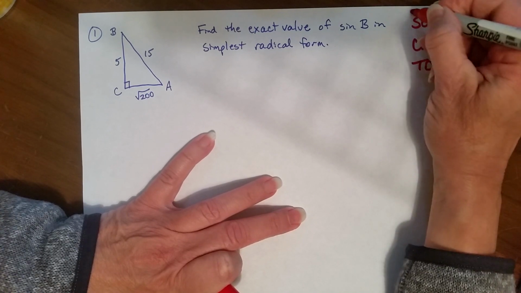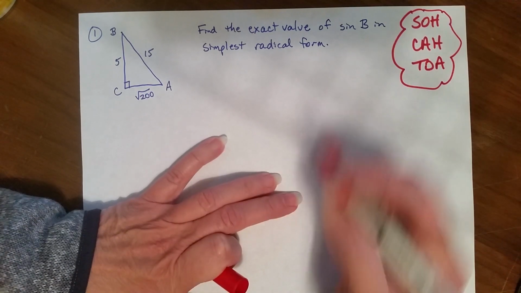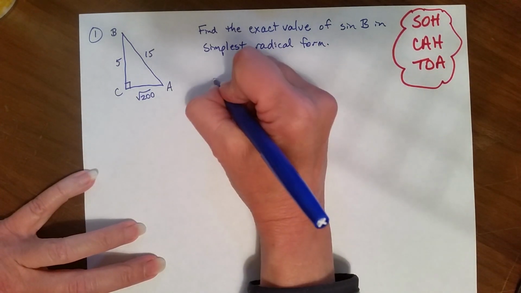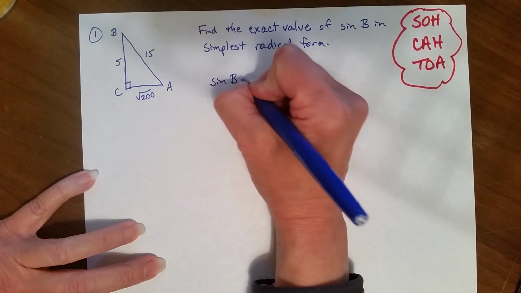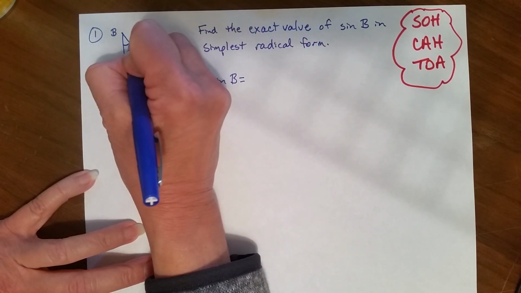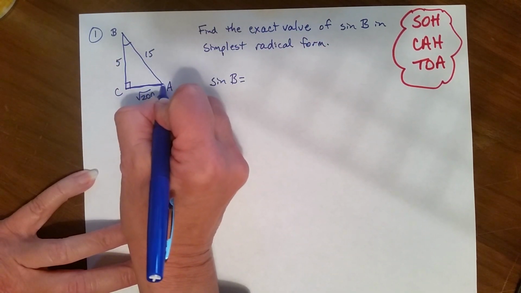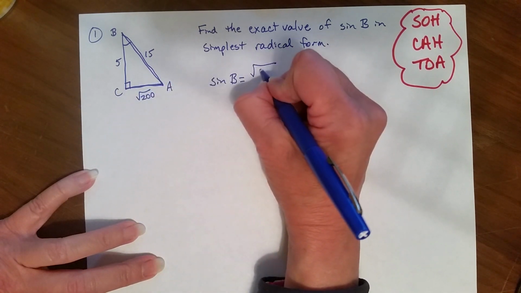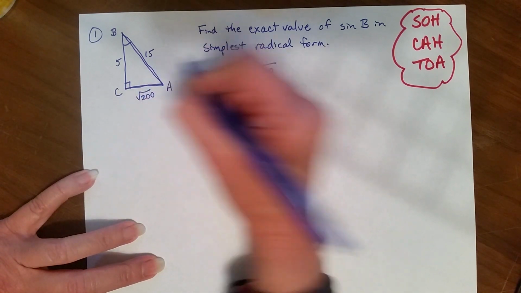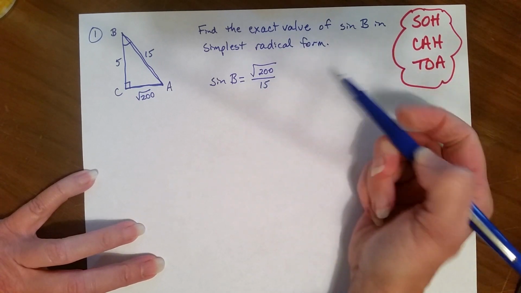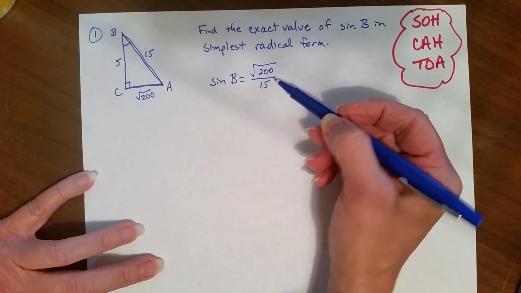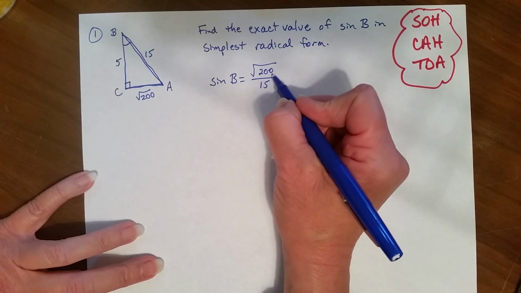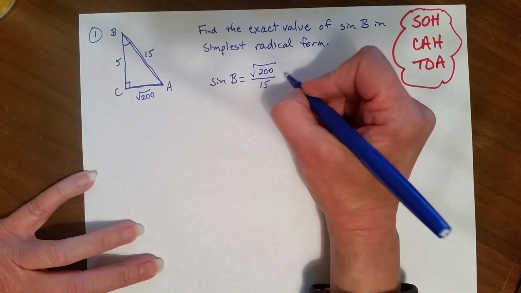SOHCAHTOA. So the sine of B, here's B, so the sine is opposite over hypotenuse. Opposite is the square root of 200. The hypotenuse is 15. Now this is not simplest radical form, so we need to simplify the square root.